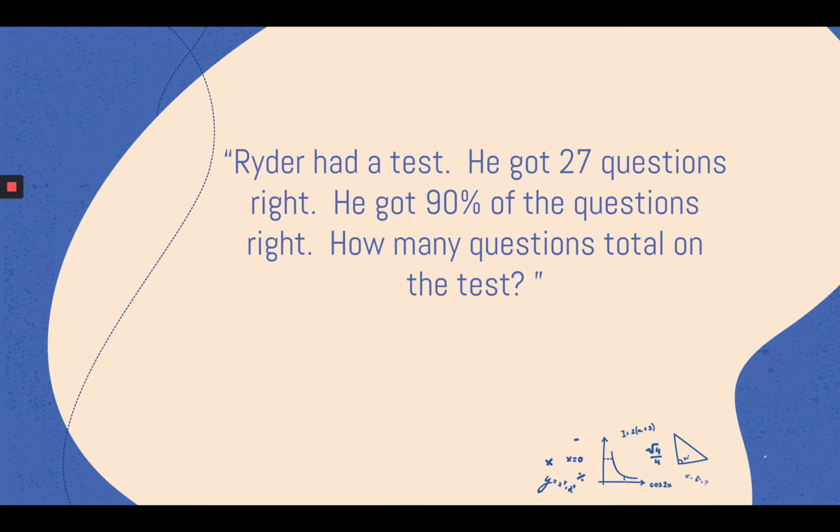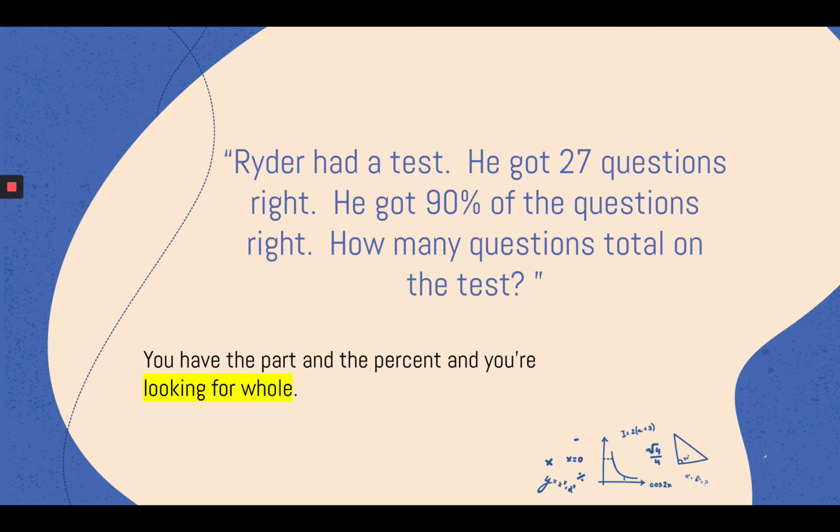Okay, how about this one? Ryder had a test. He got 27 questions right. He got 90% of the questions right. How many questions total on the test? This is where you have the part and the percent, and you're looking for the whole amount.